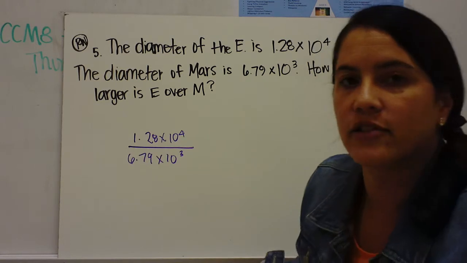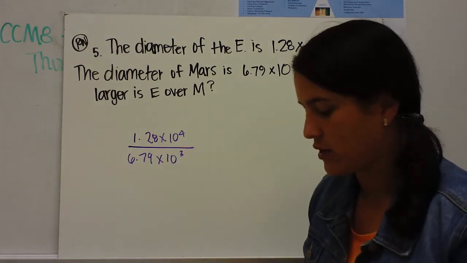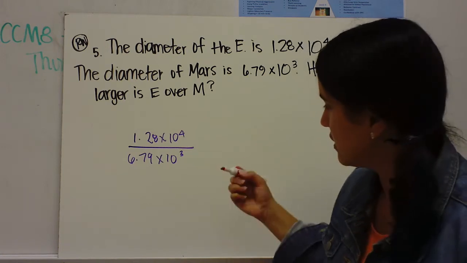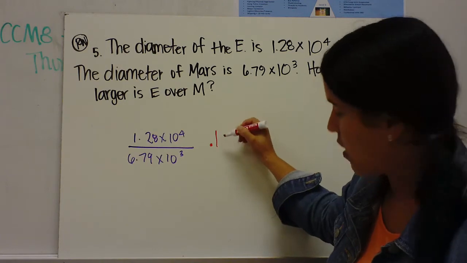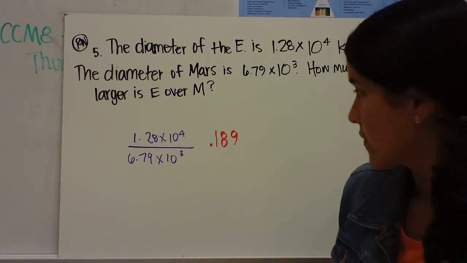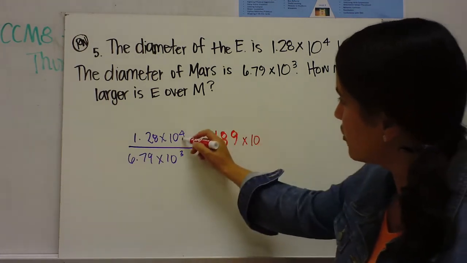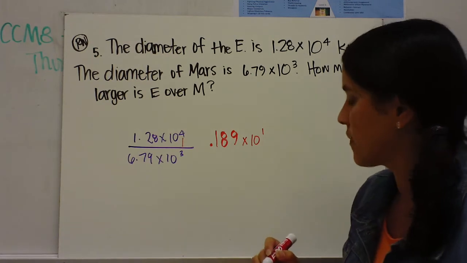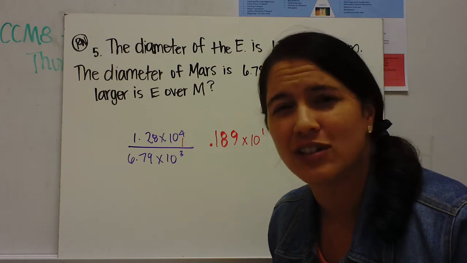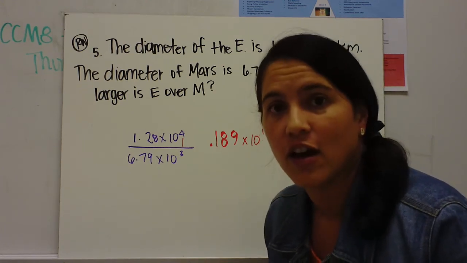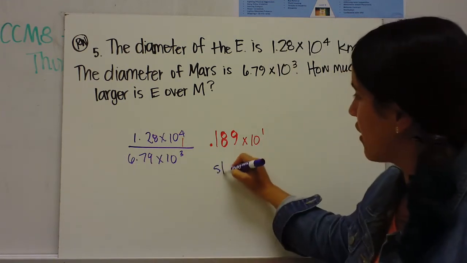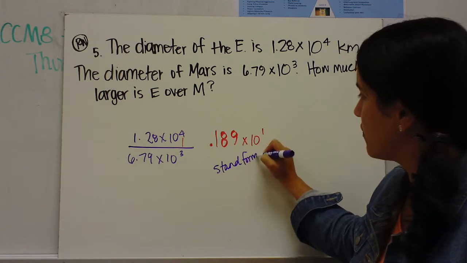And we've been practicing this in class. You're going to divide 1.28 divided by 6.79, and I get 0.189, I'm rounding, times 10, you subtract, 4 minus 3 is 1. Now, that's how much bigger it is. Well, first of all, it's not in scientific notation. And second of all, it doesn't really help us being in scientific notation. So we need to write it in standard form. So make a note. You need to change it to standard form.